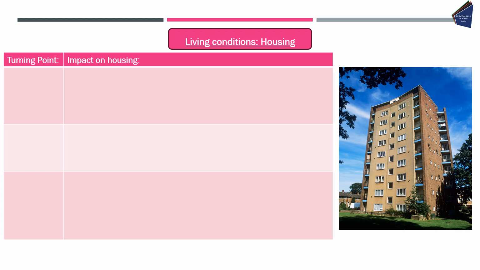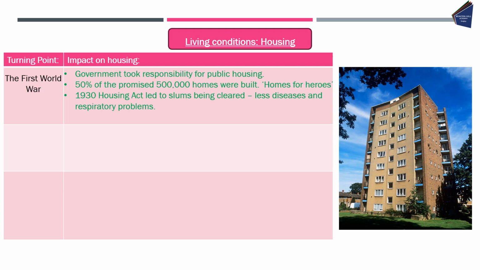The information that will appear on the screen in a moment is going to be red for negative and green for positive. So the first turning point that we have is the First World War. And in terms of positive impacts, the government began to take responsibility for public housing. So 50% of the promised 500,000 homes were built, and remember these were known as Homes for Heroes. And we had the 1930 Housing Act, which led to slums being cleared, which obviously helped in terms of people's health because there are less diseases and respiratory or breathing problems. So all of these are positive.